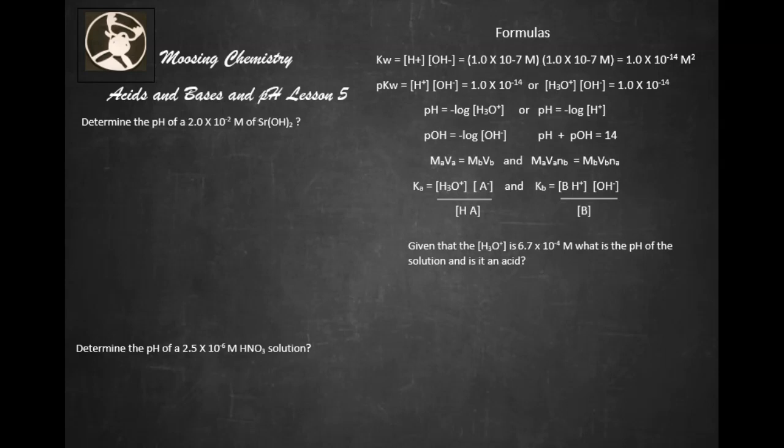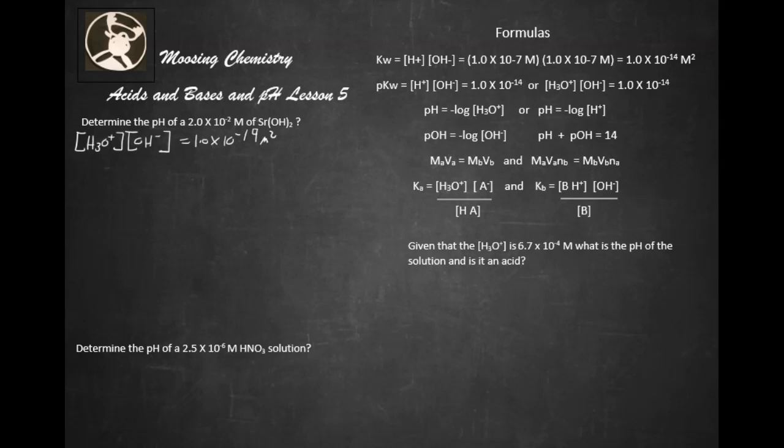Determine the pH of a 2.0 times 10 to the negative 2 molarity of Sr(OH)2. All right, so let's go ahead and get busy with this one right here. We're going to start off with H3O, the hydrogen ion, times our hydroxide ion, equals 1.0 times 10 to the negative 14 M squared.